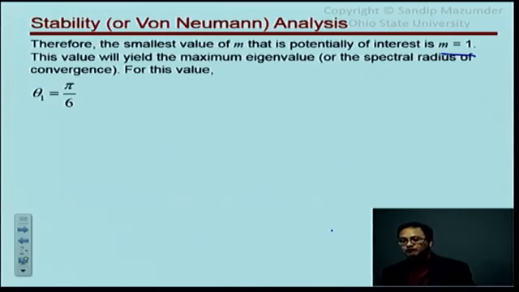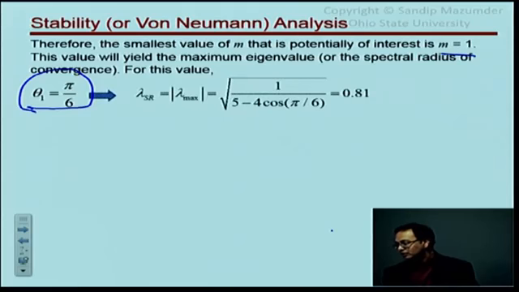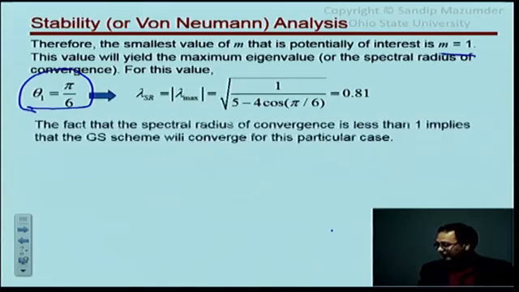Okay, m equal to 1 means we are looking at the theta 1 component, pi over 6. When I calculate the eigenvalue for theta 1, I get 0.81. That means that in this particular case, for this problem, the Gauss-Seidel scheme is going to converge, because the largest eigenvalue is less than 1, 0.81.